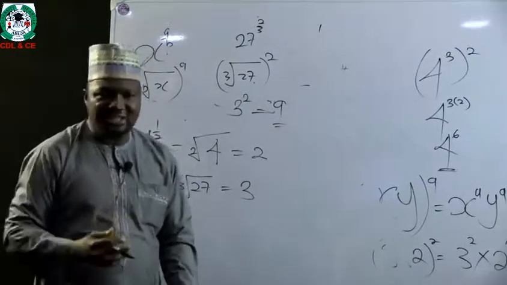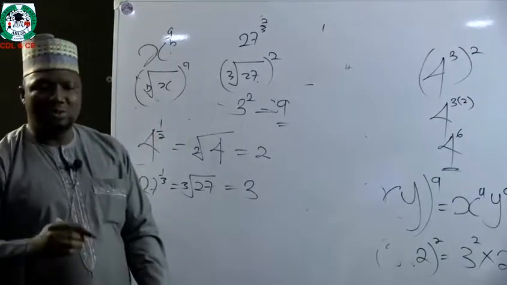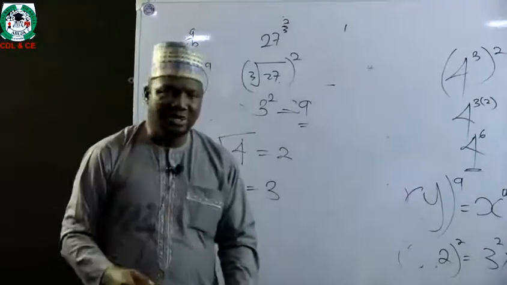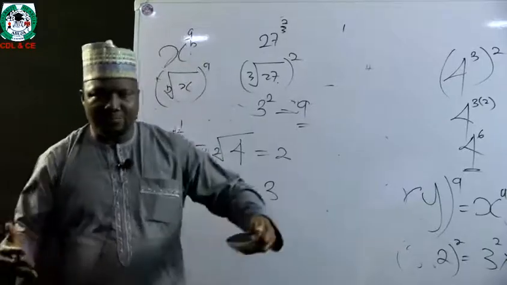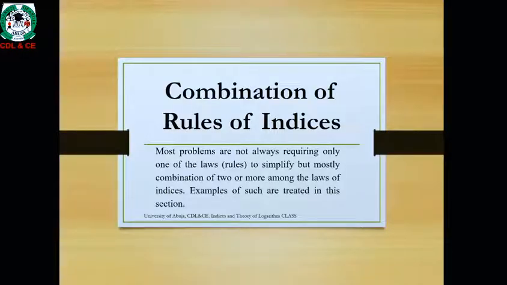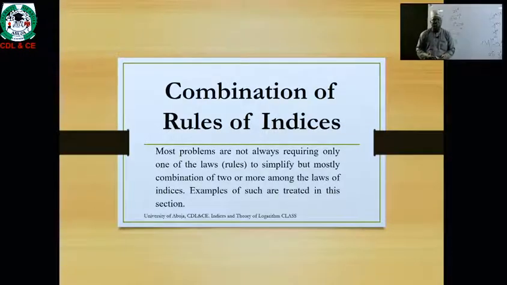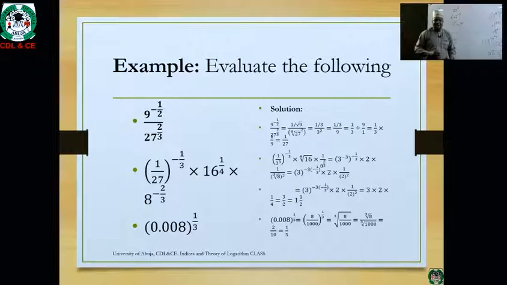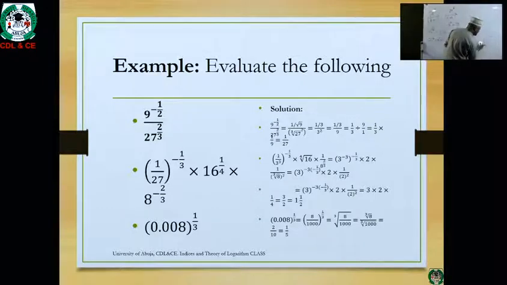Then the next section is combination of rules. When we say combination of rules, what are we trying to achieve? We are trying to achieve what we call the totality of the rules. The multiplication law, division law, power law, negative law, zero index law, all the laws will be combined together. For instance, look at this illustration here that clearly shows the combination of rules.